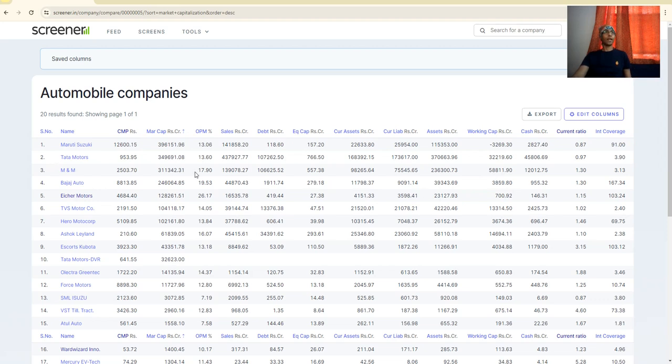Mahindra and Mahindra have a revenue of 1.4 trillion, which is around 8 times that of Eicher Motors. So their working capital should be 8 times more. 8 times more means around 5600 crores. But their working capital in actual terms is 58,000 crores. 58,000 crores.